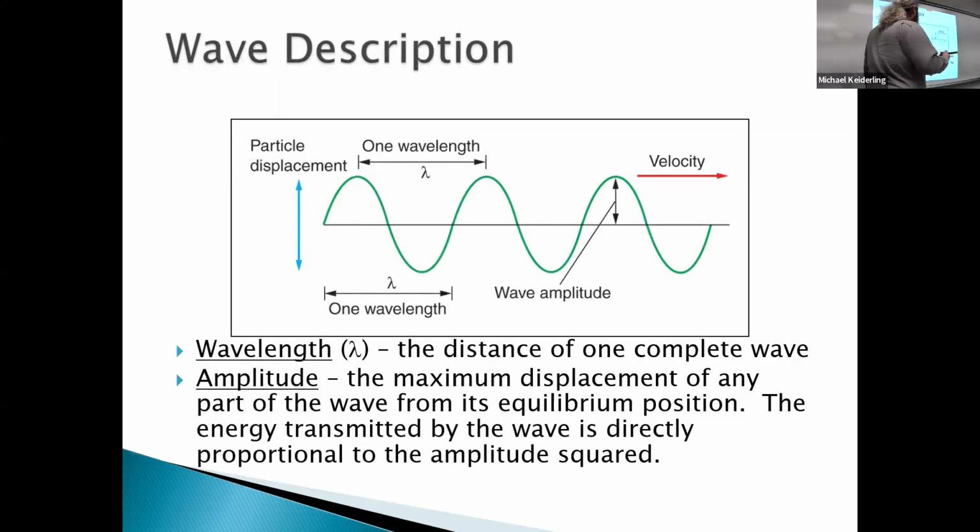So when we look at a wave, we describe a wave as having a wavelength, a velocity, and an amplitude. It also has a frequency, which is the number of waves that pass by in a second, and a period, which is the time it takes for one wave to pass by.